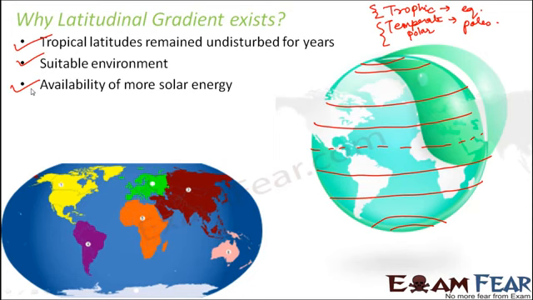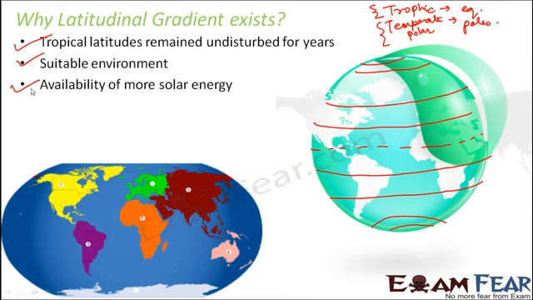So what do we understand from this entire concept of latitudinal diversity gradient? That the diversity of organisms decreases as we move from the equator to the poles, and that is why the tropical areas are more diverse. They have more diversity as compared to the polar areas.